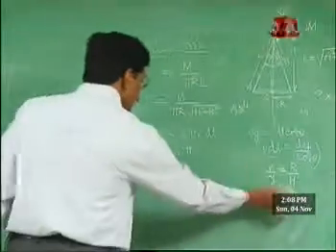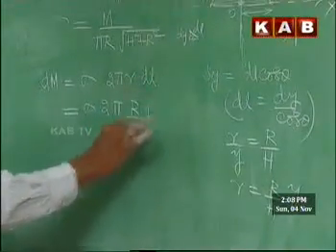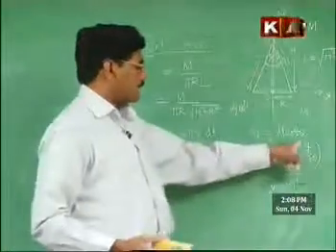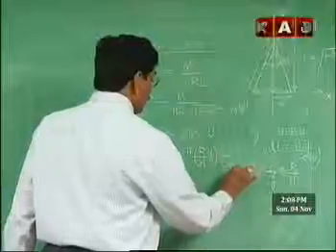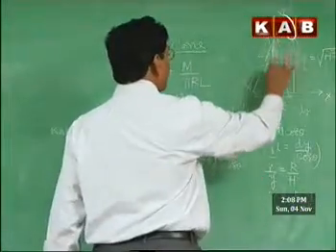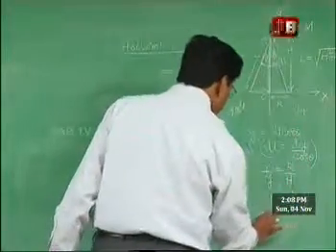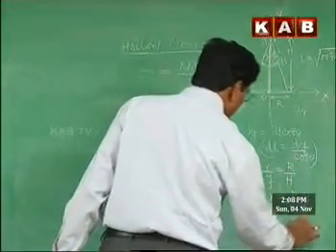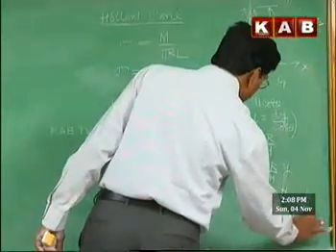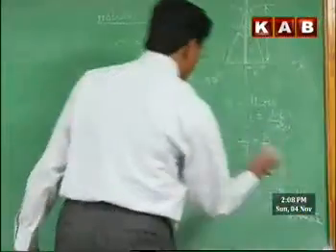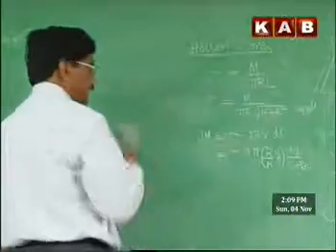So I write r in terms of y, as R by H into y, and dl I also write in terms of the y coordinate, as dy by cos theta. Then what is cos theta in this triangle? Cos theta is H by L, or H by under root H square plus R square. This is the cos theta value. And next we have dm.